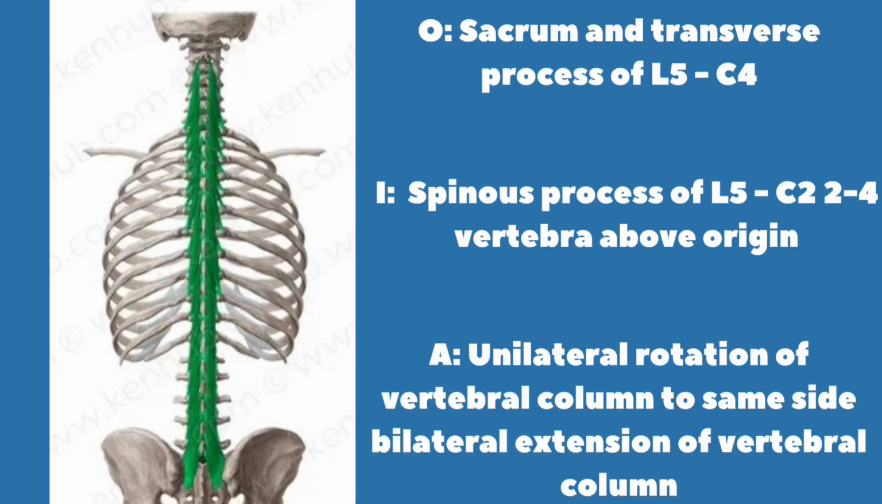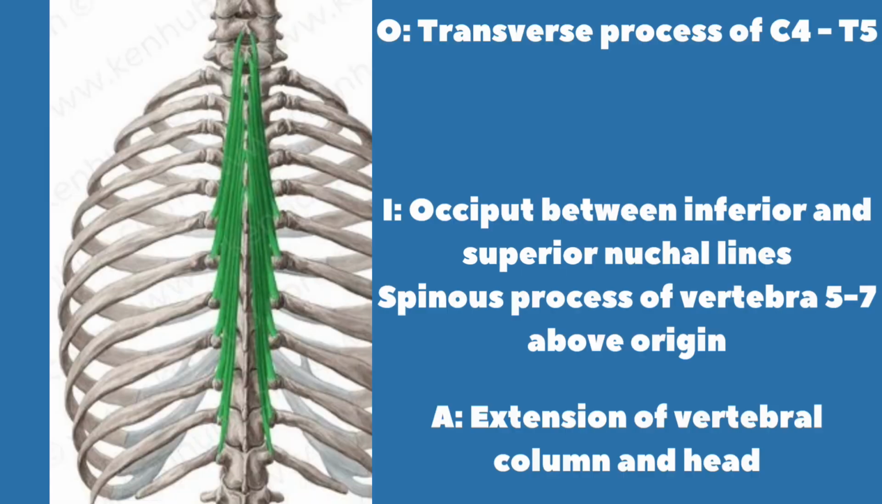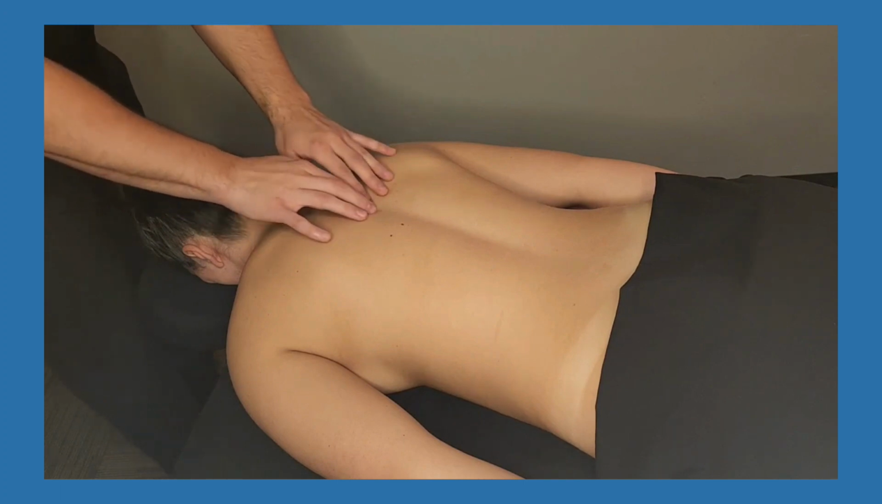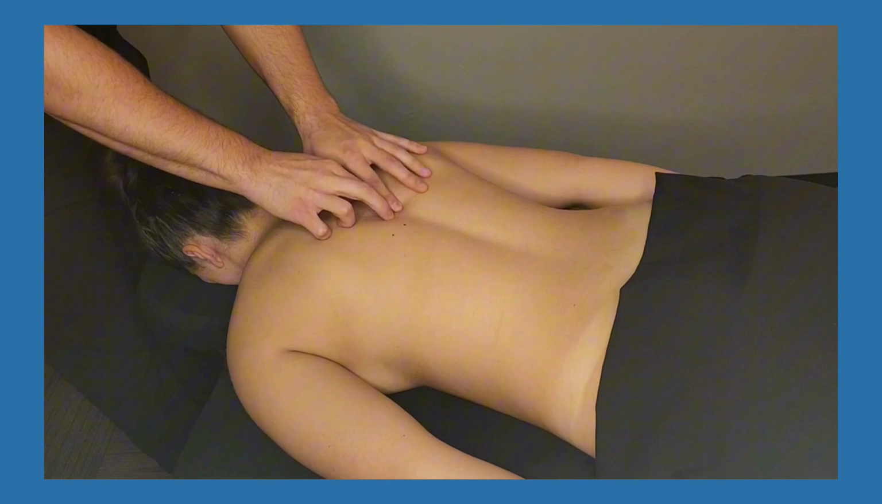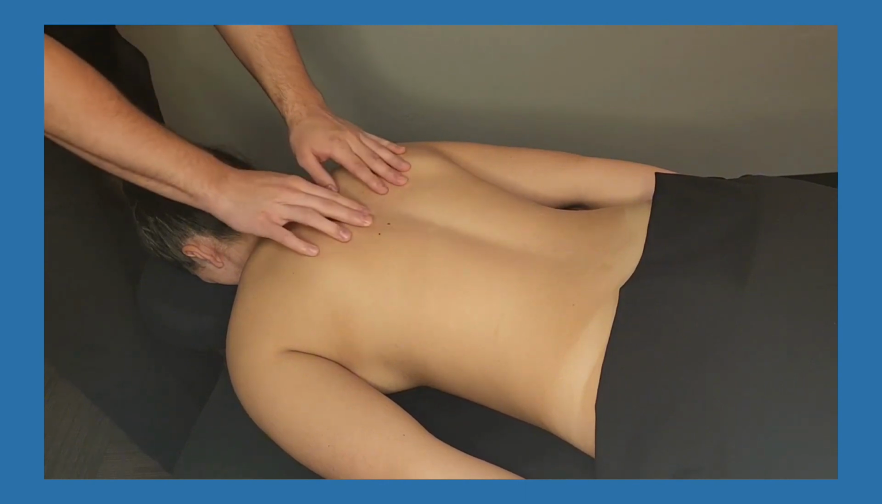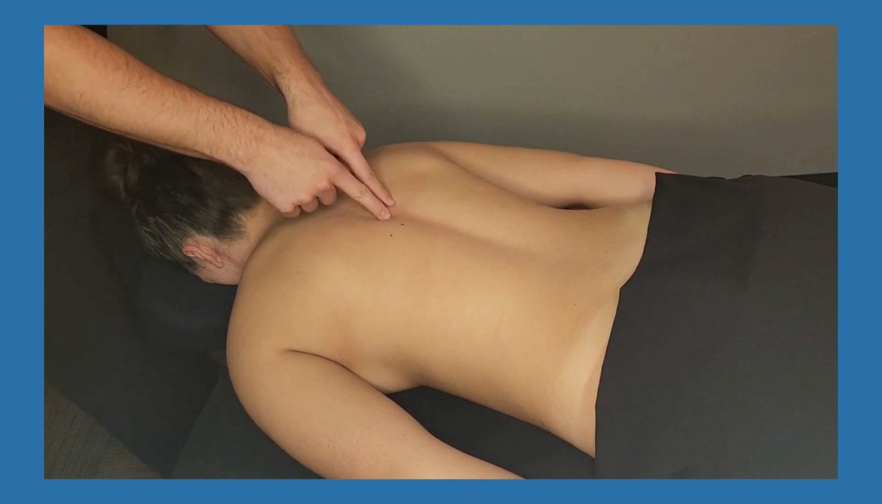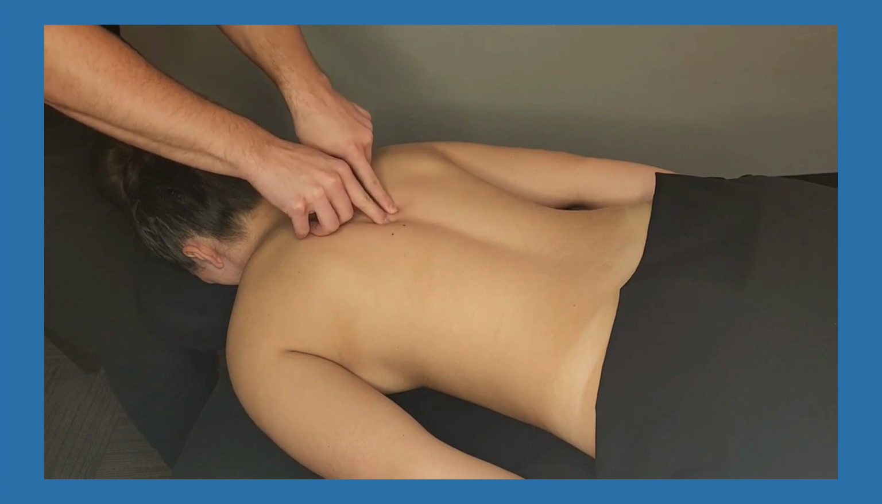Interspinales originates spinous process of C2 through T3 and T12 through L5 and inserts the spinous process of the vertebra directly above the origin. Intertransversarii will originate the transverse process of C2 through C7 and L1 through L5 and insert at the transverse process of the vertebra directly above the origin. Multifidus will originate the sacrum and transverse process of the lumbar through cervical vertebrae and insert spinous process of L5 through C2, 2 to 4 vertebrae above the origin.